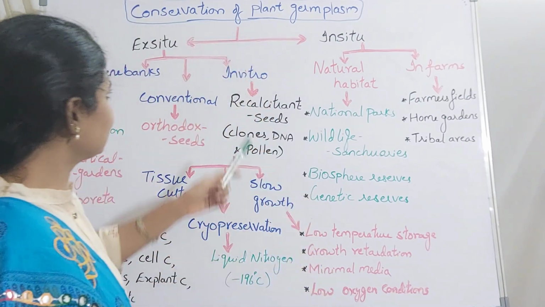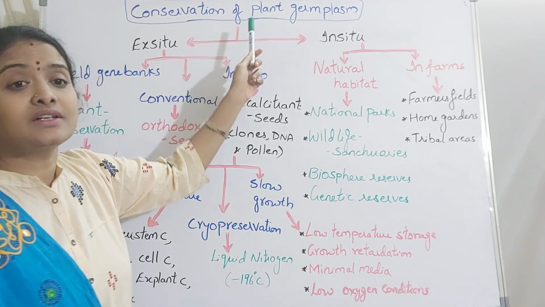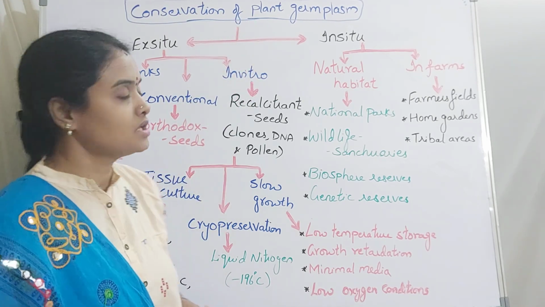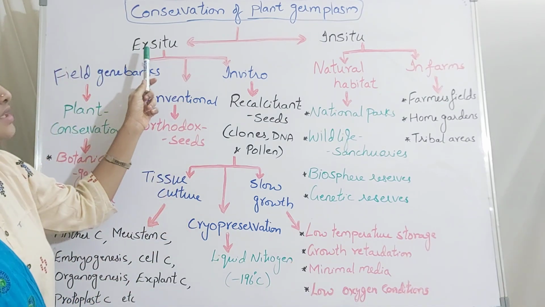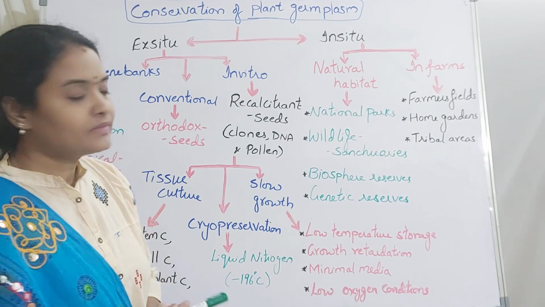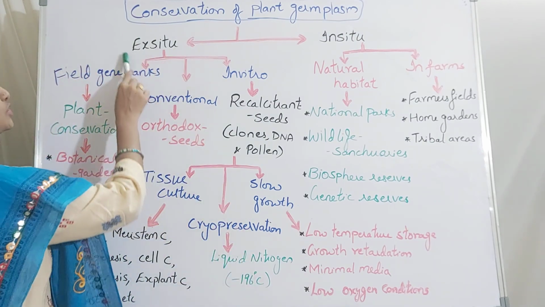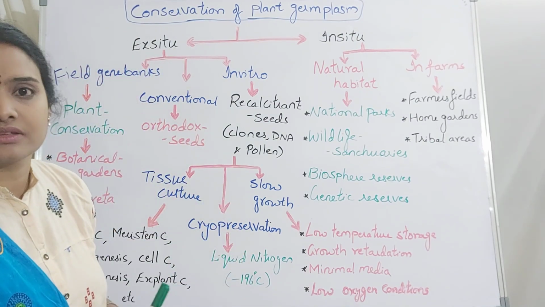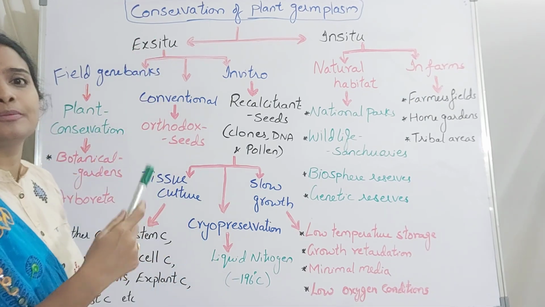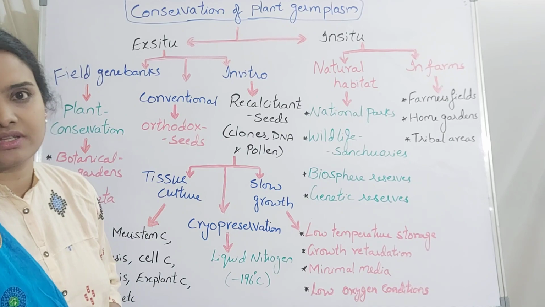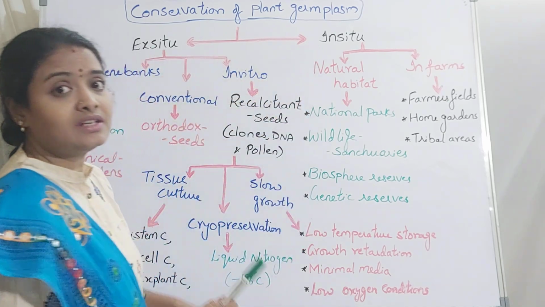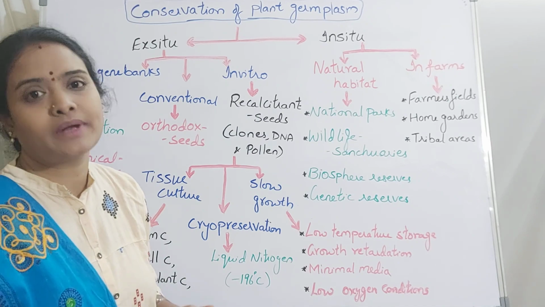So let us see what are the different types of conservation methods. First is the ex situ method and the other one is the in situ method. Ex situ, what do you mean by ex situ? It is outside the site. That means outside the natural habitat of that plant you are going to cultivate them, right? In situ means within the natural habitat of that plant species.